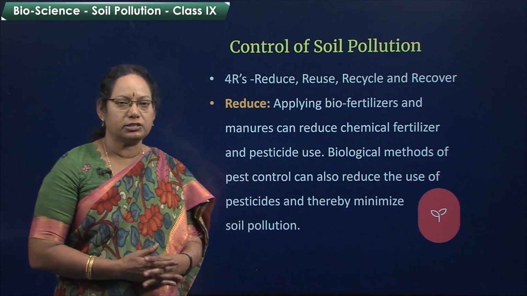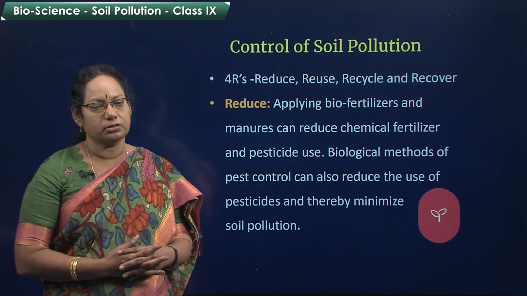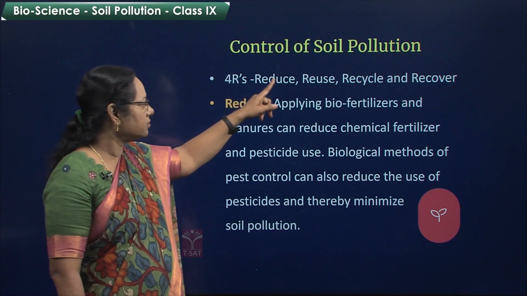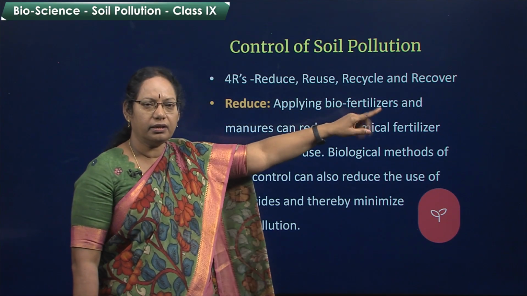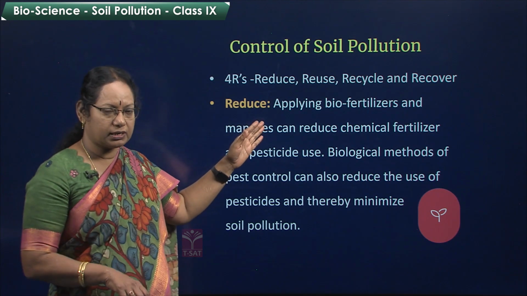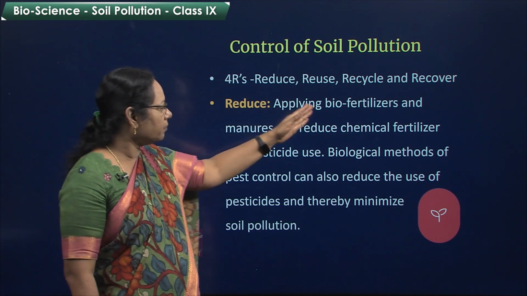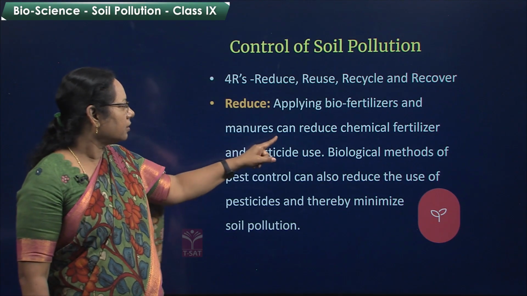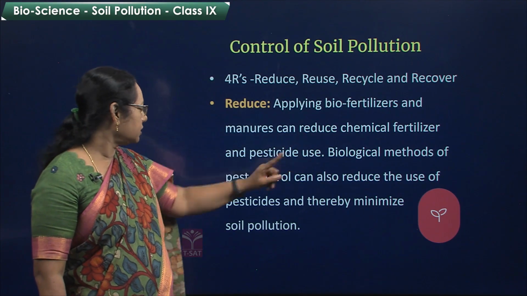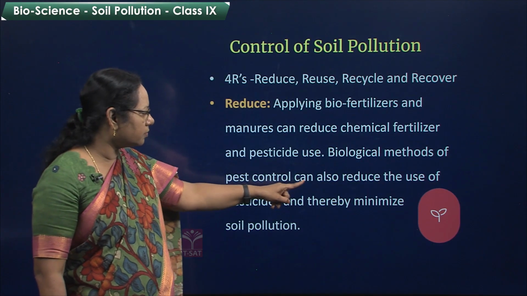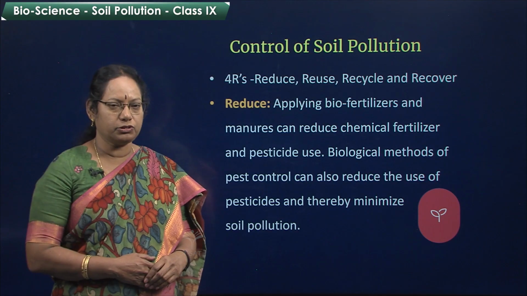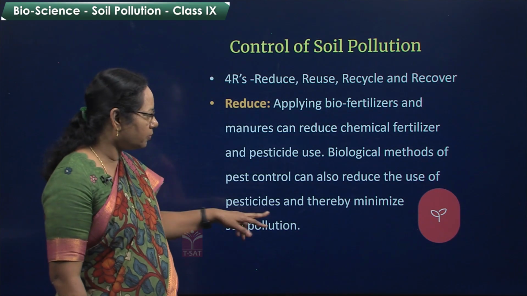Now, what to do? This is the condition, so how to control soil pollution? The best way is to follow the 4 Rs, that is reduce, reuse, recycle and recover. Now, let us see reduce. Usage of chemical fertilizers can be reduced by applying biofertilizers and manures. Then biological methods like pest control can also reduce the use of pesticides, meaning we have to use biopesticides. This will minimize soil pollution.